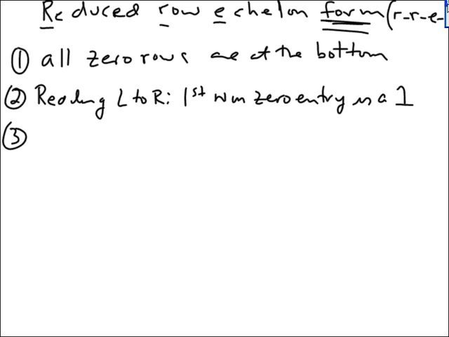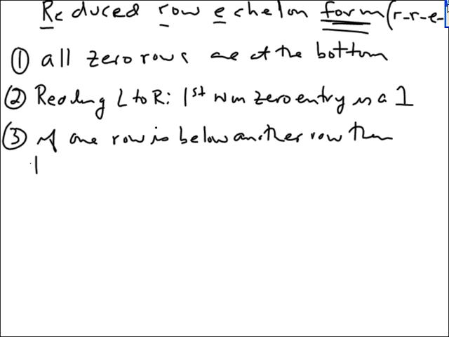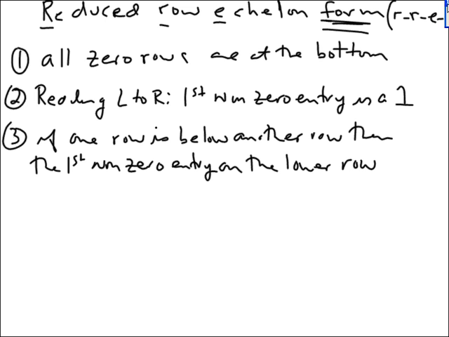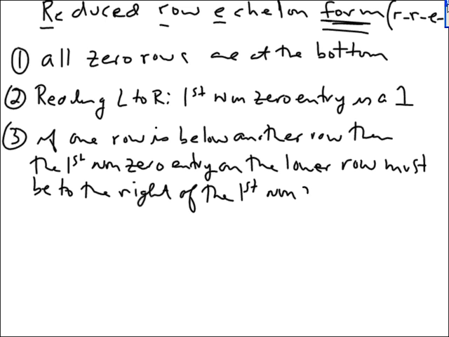The next one is a bit more complicated. If one row is below another row, then the first non-zero entry on the lower row must be to the right of the first non-zero entry in the higher row.